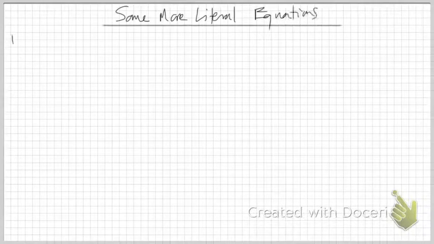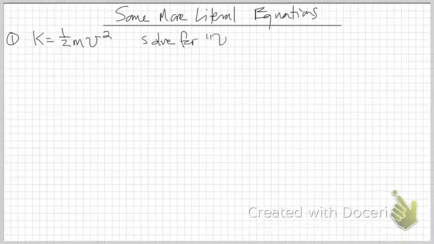Okay, welcome back. This video is kind of part 2 of some literal equation solving. We're just going to do 4 examples and drive home a couple points, give us some more practice. So feel free to start with this one, pause the video and try to solve it. This is K equals 1/2 m v squared. Solve for v. All right.